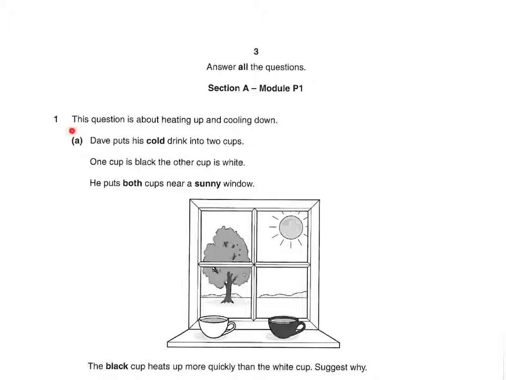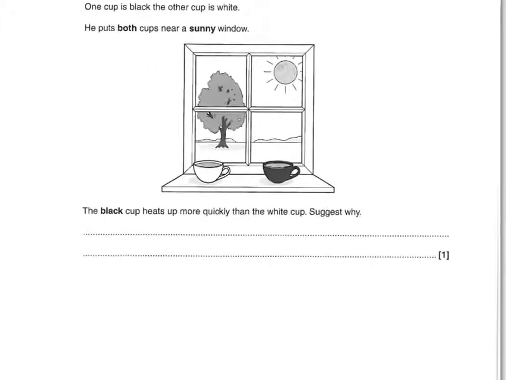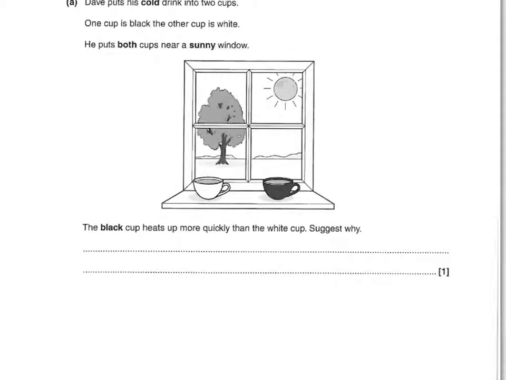First question in physics says, this question is about heating up and cooling down. Dave puts his cold drink into 2 cups. 1 cup is black and the other cup is white. He puts both cups near a sunny window. So there's the picture. The black cup heats up more quickly than the white cup, and suggest why.